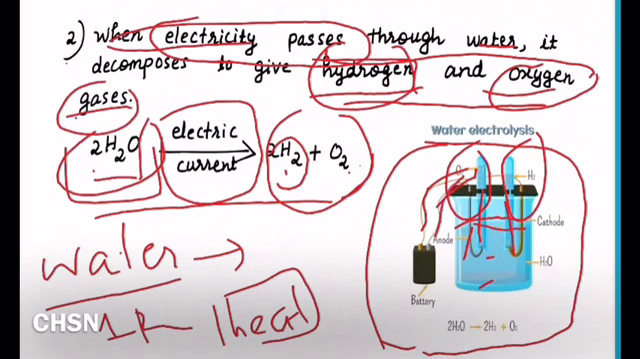Oxygen you will get in first electrode, that is in anode. Hydrogen gases will be deposited on the second electrode, cathode. That is, the water is decomposed to give oxygen and hydrogen gases. This is possible by passing electricity. So this is the reaction.